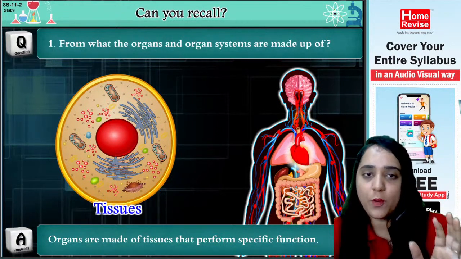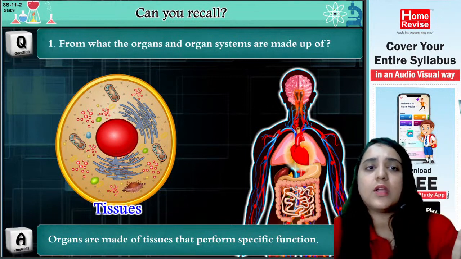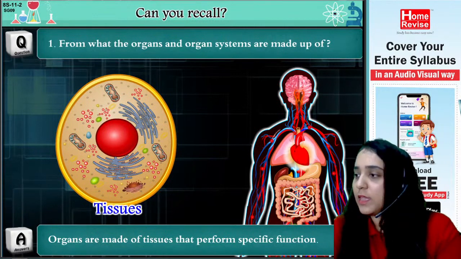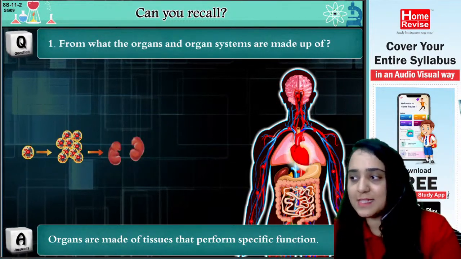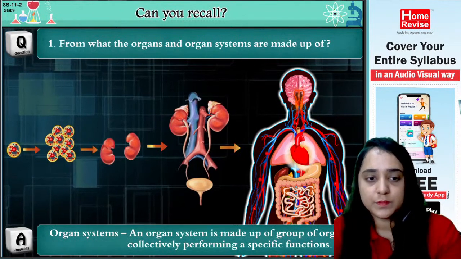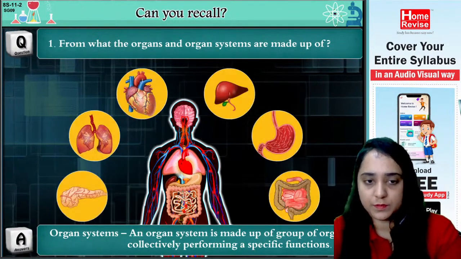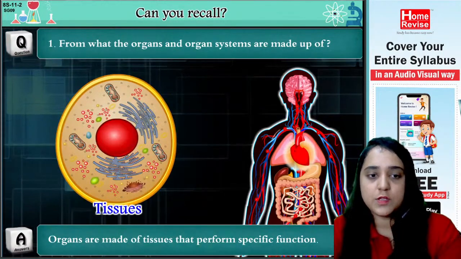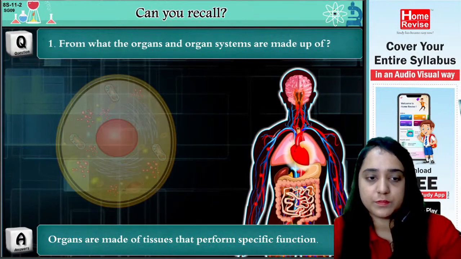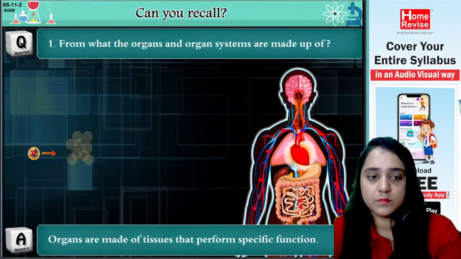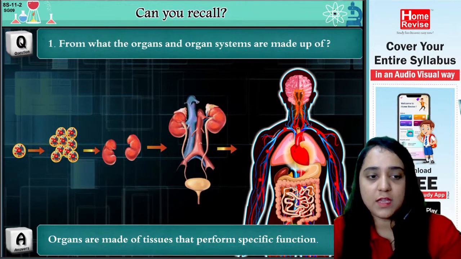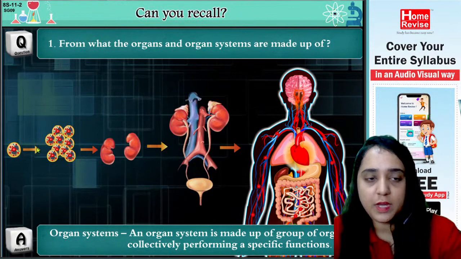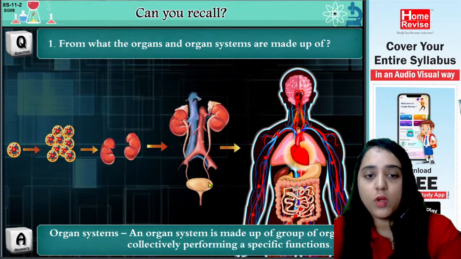Now this thing is very important, so keep this in your mind. What are organs made up of? Organs are made up of tissues that perform a specific function. It is the cells, the tissues, the organs and the organ systems. An organ system is made up of a group of organs collectively performing a specific function. So see, as the answer says, organs are made of tissues that perform specific functions. Can you see here? A tissue and then a tissue, then an organ, and the whole organ system.